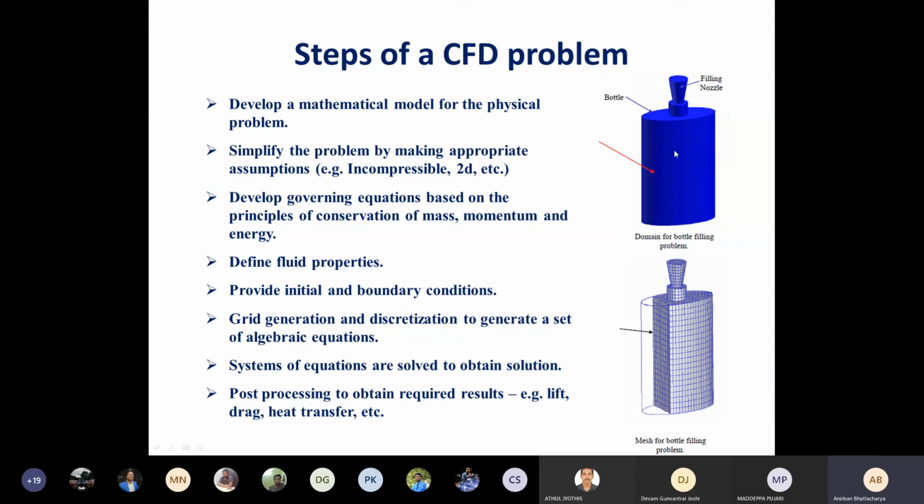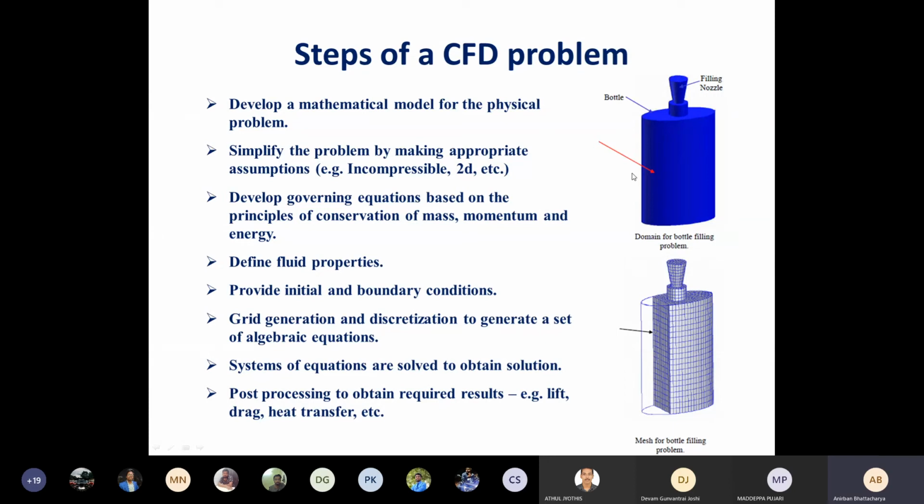Okay, initial condition is the initial state of the problem. Initially, this bottle is empty, and we have to give the temperature and velocity at all points. So velocity is 0 at all the points. Temperature is some temperature at all the points. Temperature at the top may be different because the flow is just starting to come. This is the initial condition.